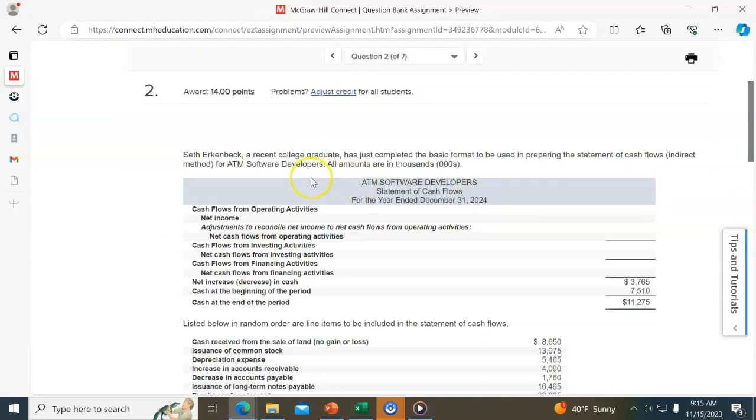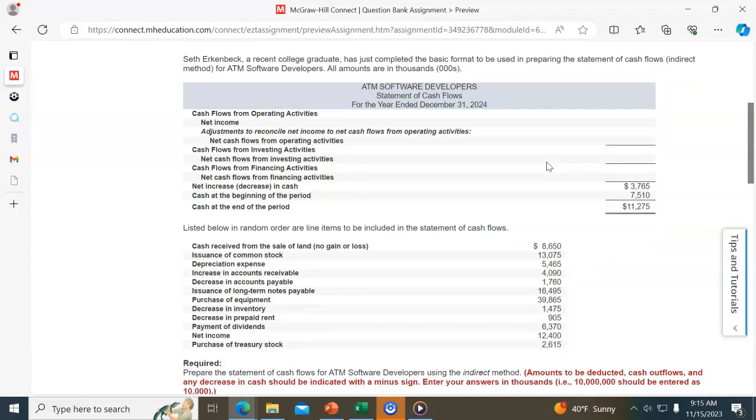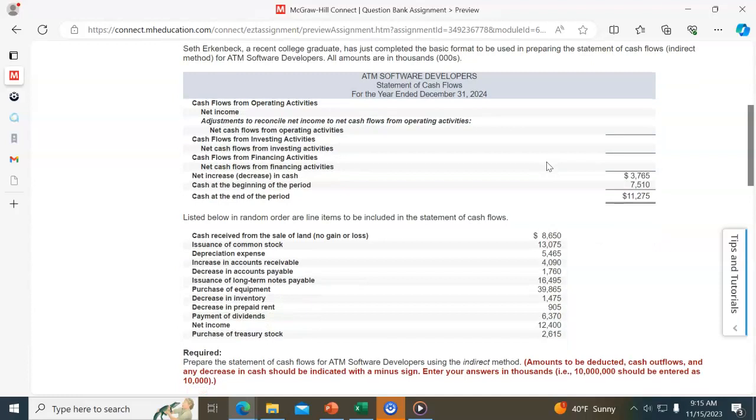Okay. Seth Erkenbeck, a recent college grad, has just completed the basic format to be used in preparing the statement of cash flows for ATM software. All amounts are in thousands. Listed below in random order are line items to be included in the statement of cash flows. Prepare the statement of cash flows for ATM software using the indirect method. Amounts to be deducted, cash outflows, and any decrease of cash should be indicated with a minus sign.